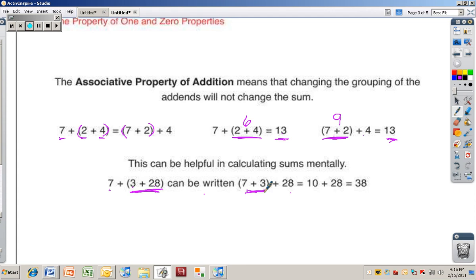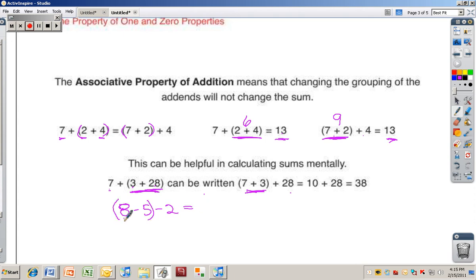So you can see this is the associative property of addition. How you group numbers in addition problems doesn't make any difference. Let's look and see if this works with subtraction. Let's say we've got 8 minus 5 minus 2. Okay, does it matter where I put the parentheses on this?